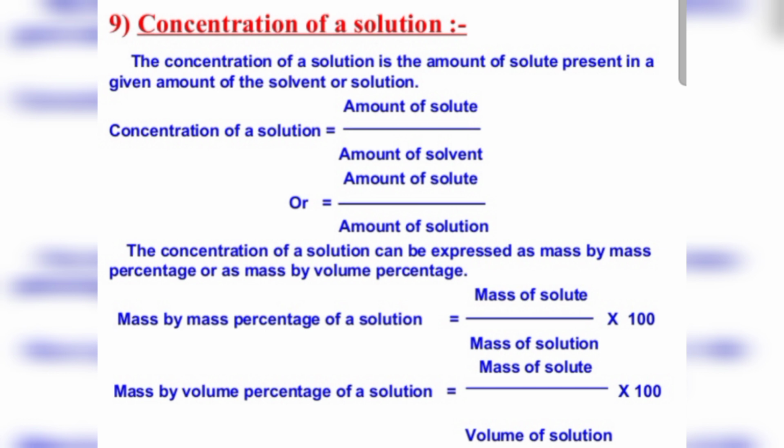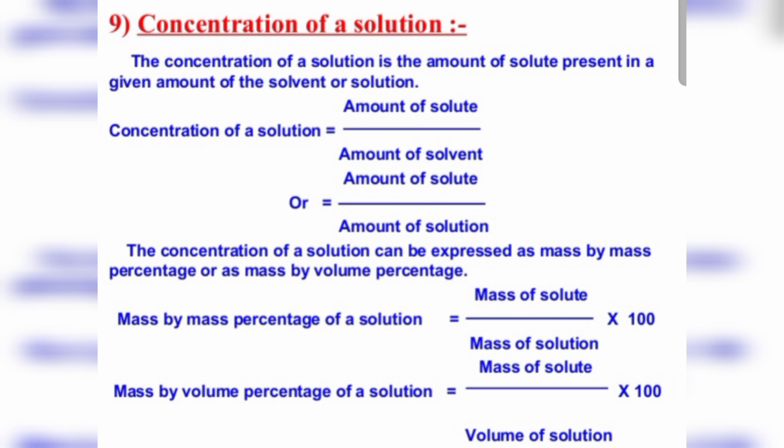And how can we find out the mass of solution? We have to add the mass of solute plus the mass of solvent, then we will get the mass of solution. And if you want to calculate the concentration of a solution by mass by volume percentage, then we divide the mass of solute by the volume of solution, then multiply by 100. So in both ways we can find the concentration of a solution, or we can write volume of solute divided by volume of solution multiplied by 100. So this is how we can calculate the concentration of a solution.